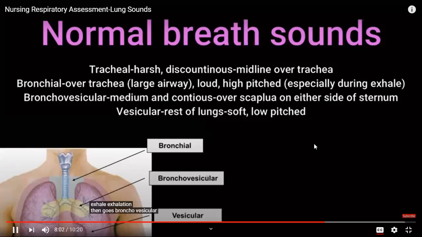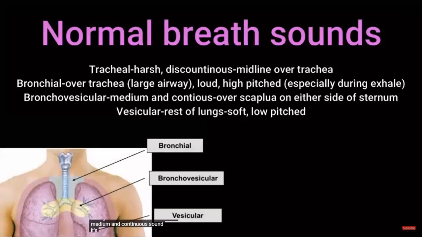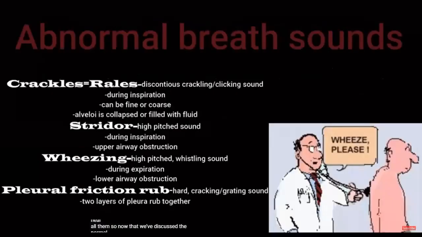Then comes bronchovesicular, which is a medium and continuous sound. It's heard over the scapula and on each side of the sternum. And the last one is vesicular, which is what you're going to hear over the rest of your lungs, which is soft and low pitched. As you see in the diagram below, it shows you where you could hear all of them. So now that we've discussed the normal breath sounds, we're going to go on to the abnormal breath sounds.